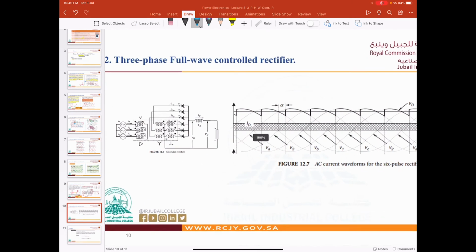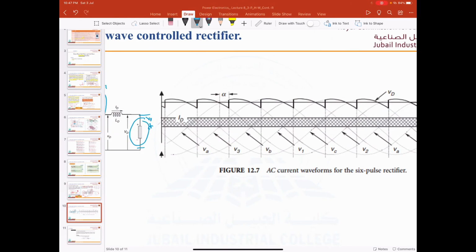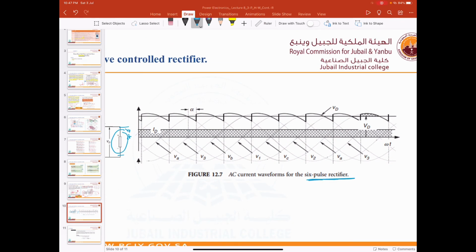As we said, guys, do not focus on the transformer here. We have a three winding transformer. This is very advanced for you, so forget about it now. Just focus that we have three phase inputs, and they go through the thyristors here, and then we will have this is the V out. This is the V out DC, right? So here, guys, is the waveform for the AC current of the 6 pulse rectifier.